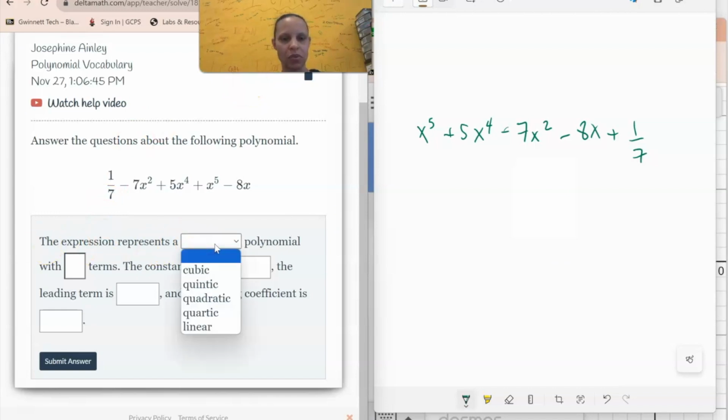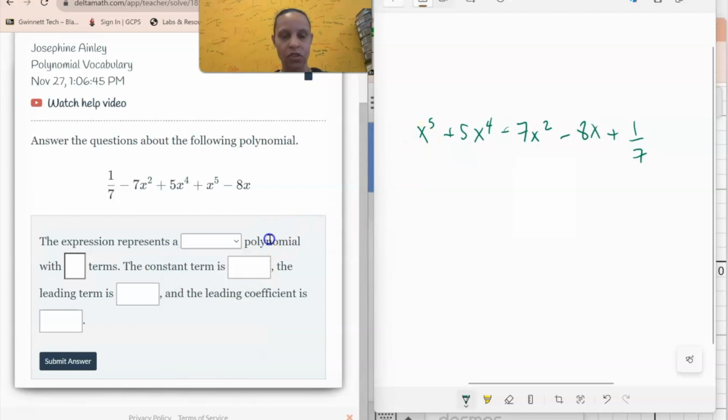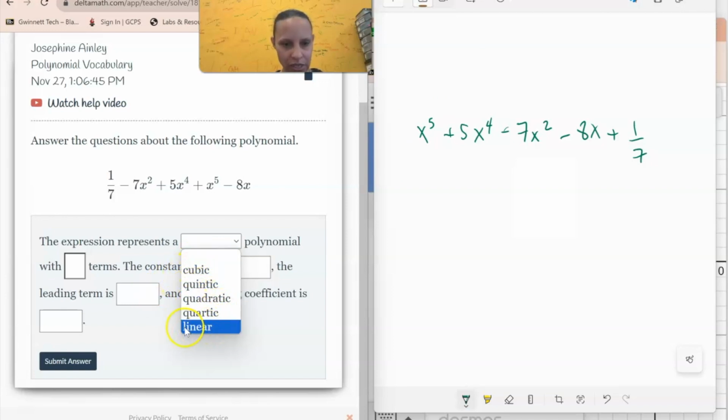All right, so this expression represents what kind of polynomial? So these are the different definitions, and again, you have this in your notebook. Cubic is 3, quintic is 5, quadratic is second, quartic, like think how much is a quart, is 4, and linear is invisible 1. So in this case, you just look at the lead-in term. After you put it in order, the very first one, the highest degree, is what represents your polynomial. So the highest degree is 5, so you go to the one that means 5, so quintic. So again, in order, it goes linear, invisible 1, quadratic 2, cubic 3, quartic 4, then quintic 5. So in this case, I want quintic.